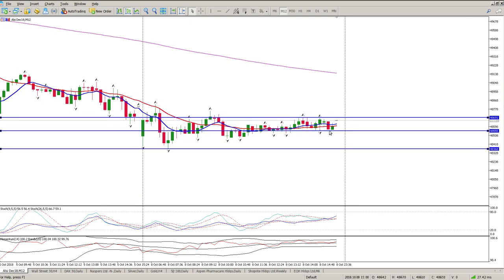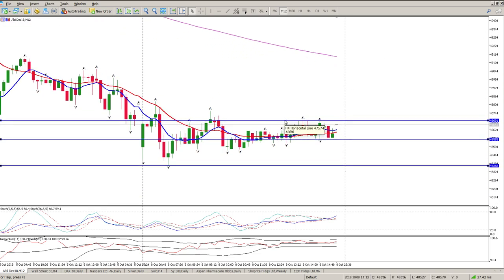Okay, if we break above, what's that level there? That is 48,690. So if we break above 48,690, then you can expect the 12-minute 200 moving average to be tagged, a little bit of a bounce back, and then a move up again. Okay, so that's kind of what I'm looking at.